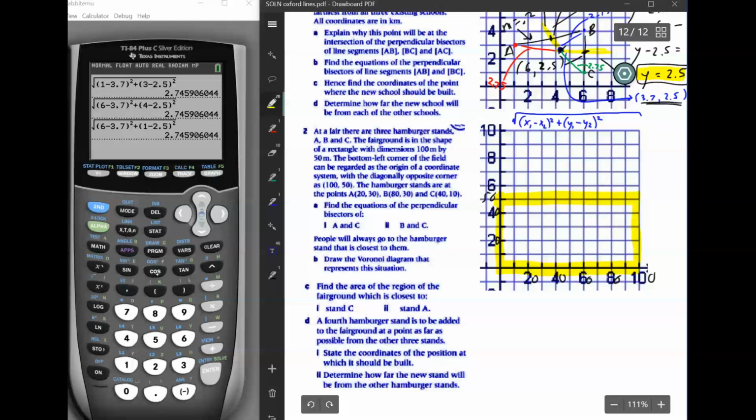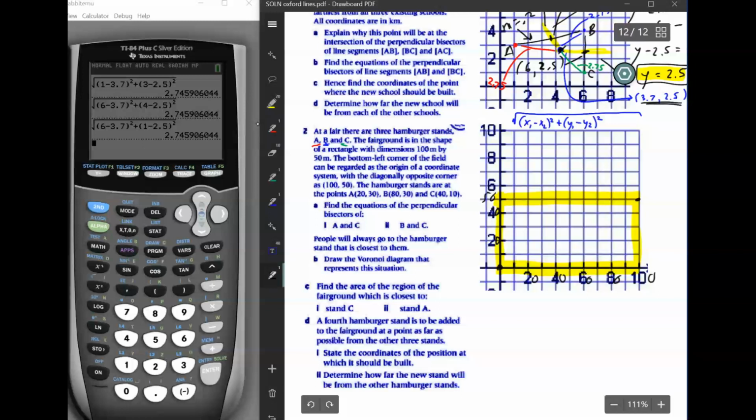Okay? And there's 3 hamburger stands, which are A, B, and C. And the fairground is in the shape of a rectangle. The bottom left corner of the field can be regarded as the origin of the coordinate system. That makes sense. So this is the origin, 0, 0, just as we did it. And the diagonally opposite corner as 100, 50.